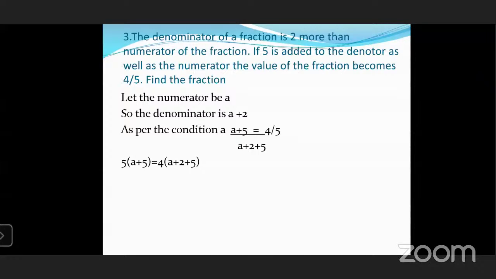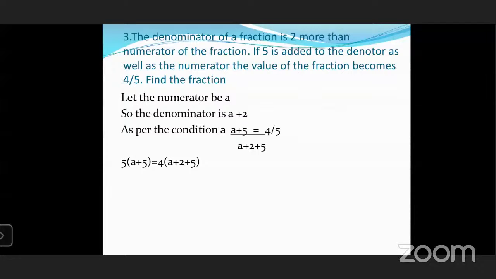First condition कहते हैं the denominator is 2 more. So जो छोटा वाला है उसको a लेंगे, the numerator we have taken as a, denominator is a plus 2. Now what's the condition given? If 5 is added to the numerator and also the denominator. So you add 5 to the numerator which is a, a plus 5. You add 5 to the denominator which is a plus 2, that's a plus 2 plus 5. The value of the fraction will become 4 upon 5.